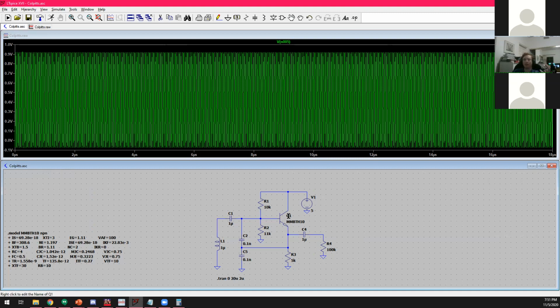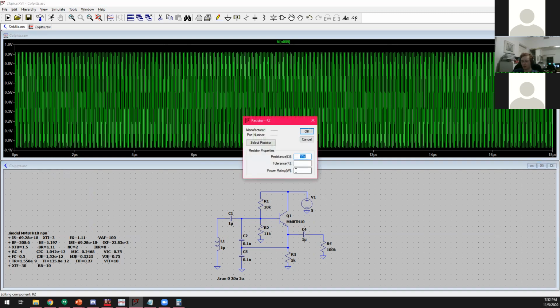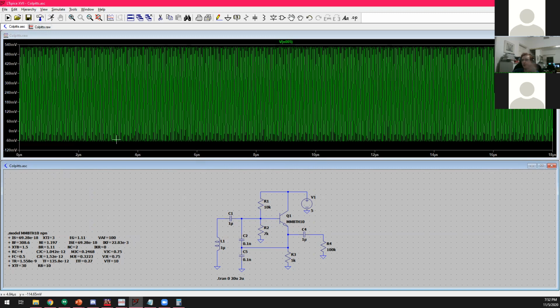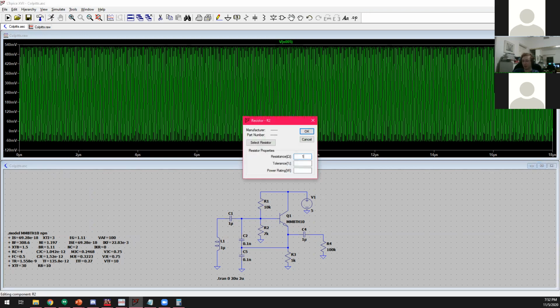The more gain the transistor has, which is to say the higher the bias current, the easier it is for the oscillations to occur and the higher the amplitude will be. If I decrease the amplitude significantly by decreasing the bias current, which I'll do by decreasing the voltage at the base, you'll see that now our oscillation is roughly 200 or 300 millivolts amplitude. And yeah, it follows the expectation. So I'll put that back.